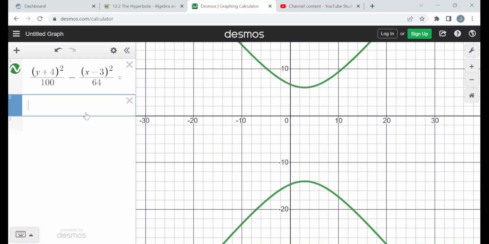The center should be at the point (3, -4), but I'm not going to plot that because if those are the vertices, then (3, -4)... oh, maybe I should plot it. (3, -4) is the center. Clearly that point's halfway between these two.